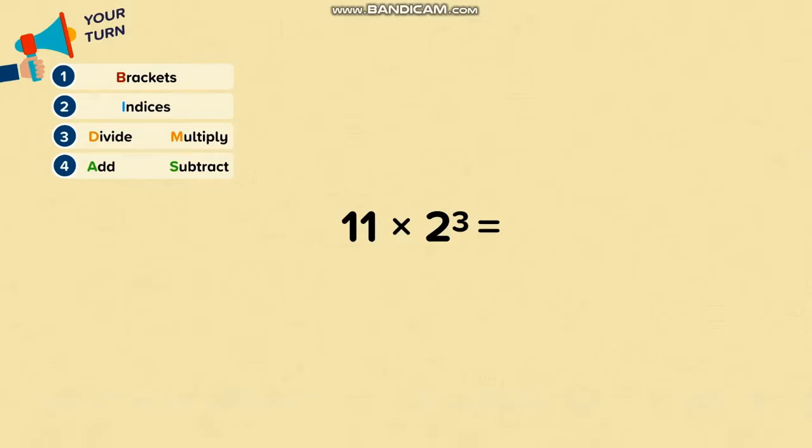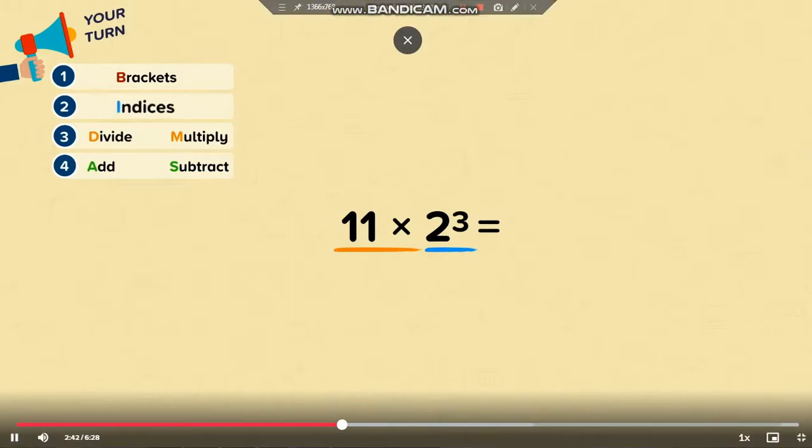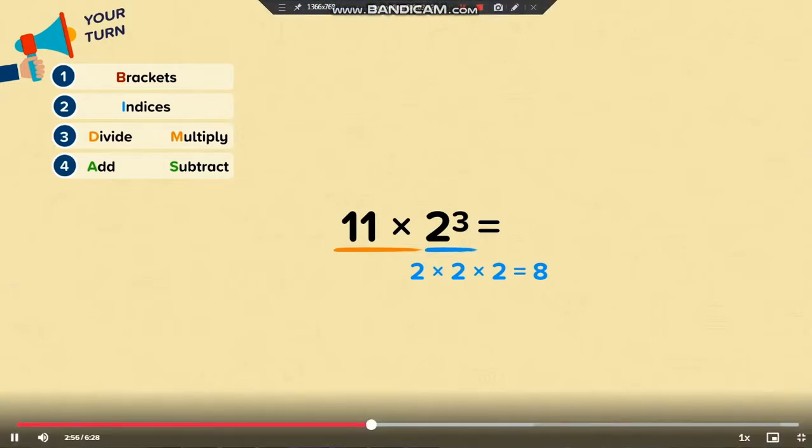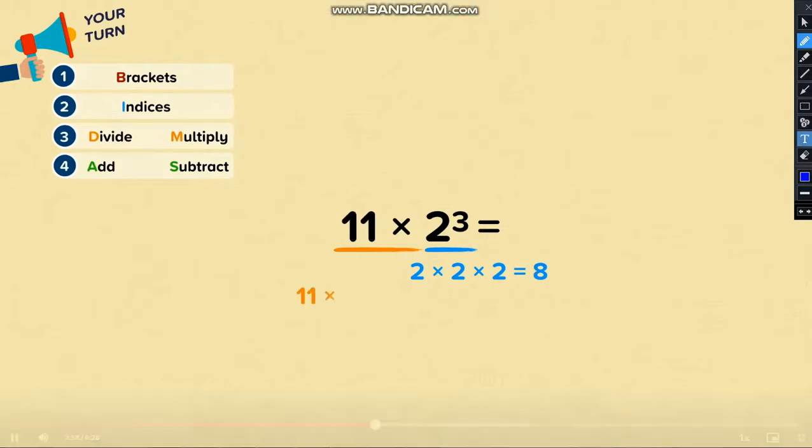We can identify the operations with indices and then multiplication. So first we're going to solve 2 cubed. 2 times 2 times 2 is 8, because 2 times 2 is 4, and 4 times 2 is 8. Then we need to multiply 8 by 11 next. 11 times 8 is 88. The answer to this problem is 88.